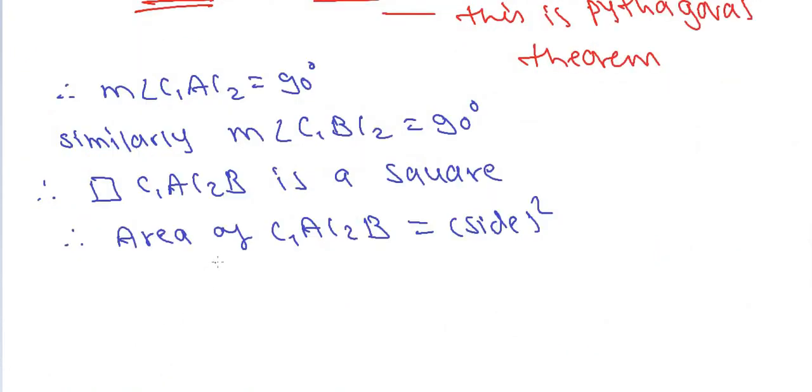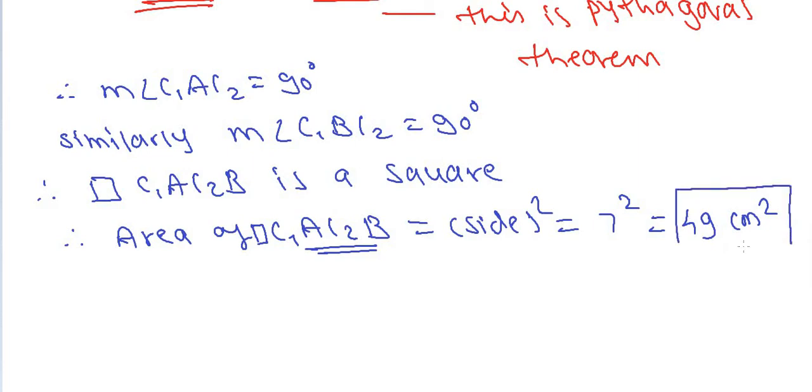Let us write it now. Therefore the area of square C1AC2B. Now what is the formula for the area of a square? Side squared. Now the side of the square is 7 centimeters. So that is equal to 7 squared. That is equal to 49 square centimeters. This is the area of square C1AC2B.